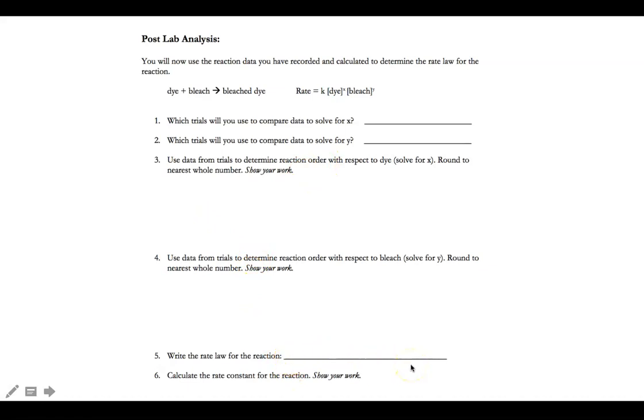And so after you solve for x and y, I'll want you to write out the complete rate law for this reaction, and then also use your data to solve for k, the rate constant, and show your work on that. And that is our kinetics lab.